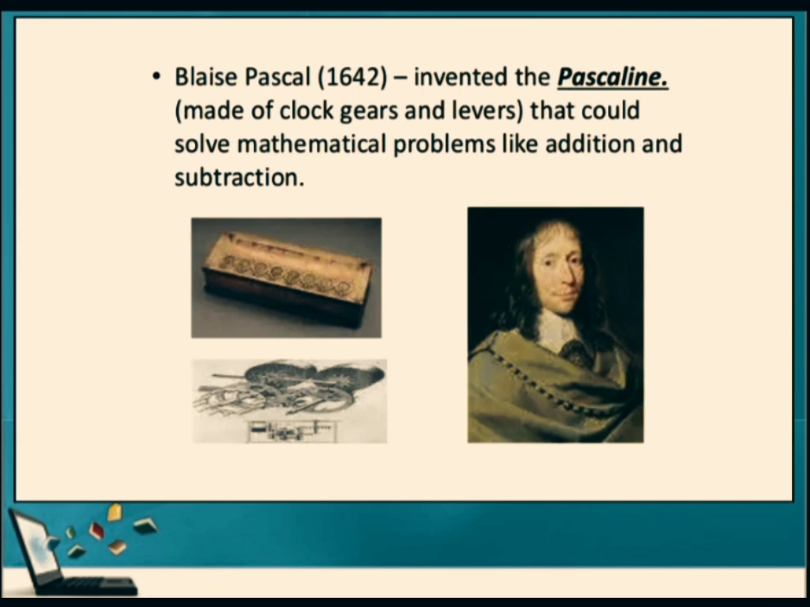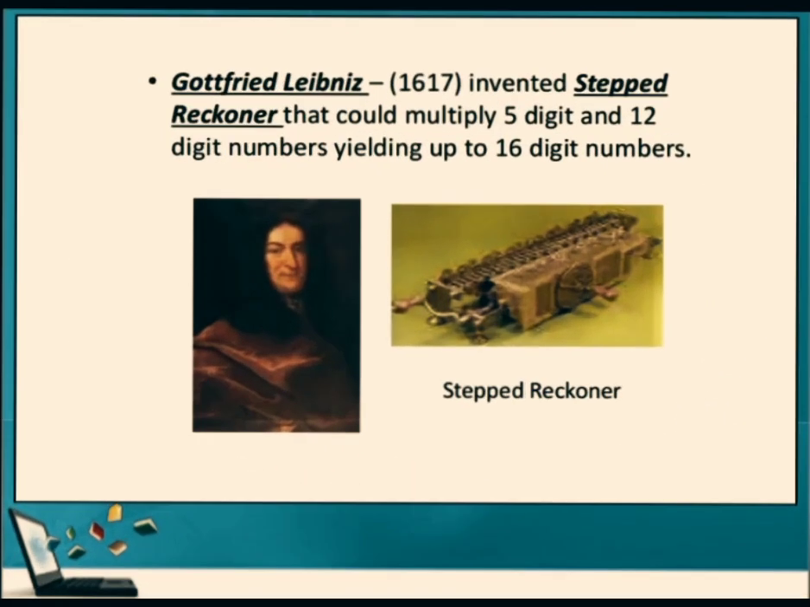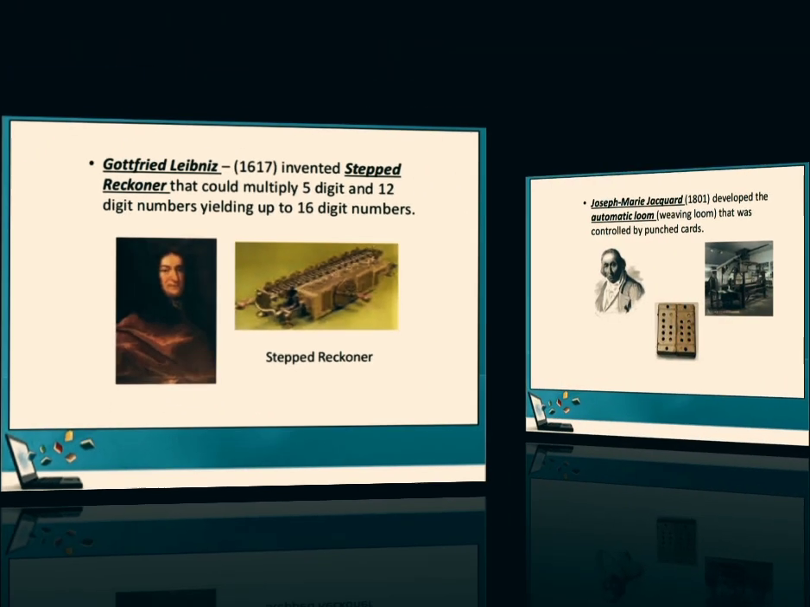Blaise Pascal, in 1642, invented the Pascaline. The Pascaline was made of clock gears and levers that could solve mathematical problems like addition and subtraction. Gottfried Leibniz, in 1673, invented the step reckoner that could multiply a 5-digit and a 12-digit number, yielding up to a 16-digit number.